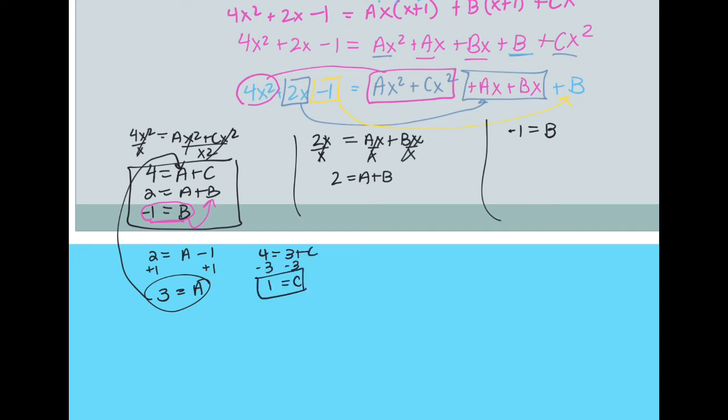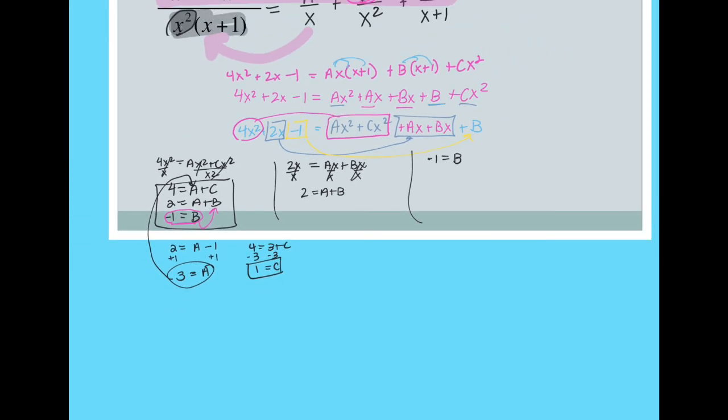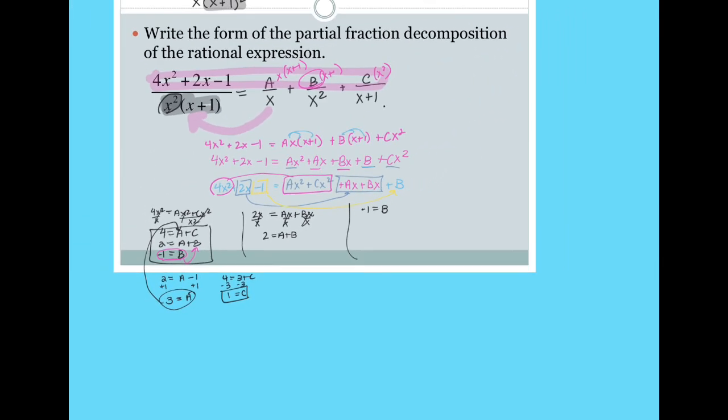So now I've got all 3 constants. I'm going to plug them back in the place of a, b, and c here. A was 3, goes over the x. B is negative 1, so I'm going to make this minus 1 over x squared. And c is positive 1, it's going to go over the x plus 1. Now, if we were unsure, we could check by working backwards, and you would get your original question.